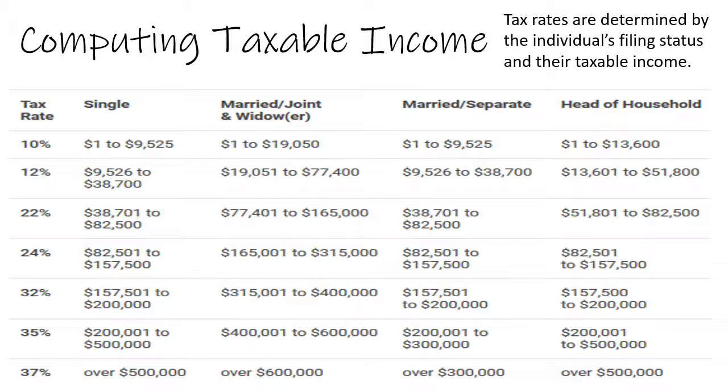The tax rates are also determined based on the individual's filing status. This gets into that concept of horizontal equity that we discussed in chapter 2. A person's ability to pay is a driver of how much they pay.